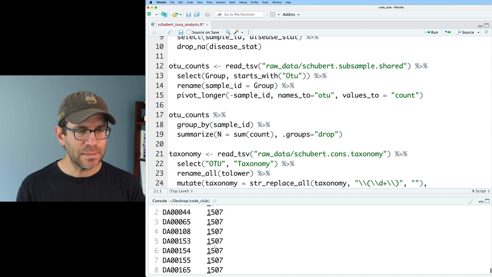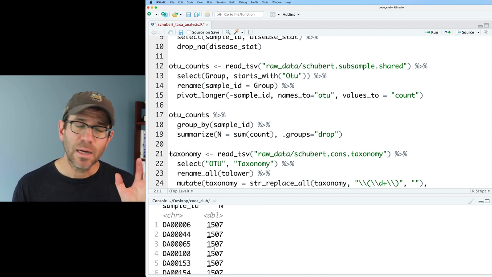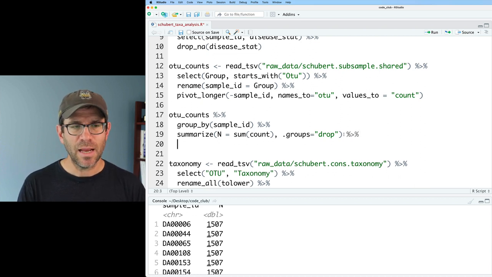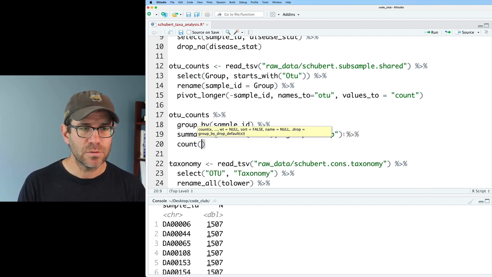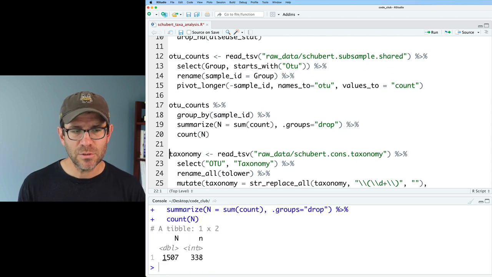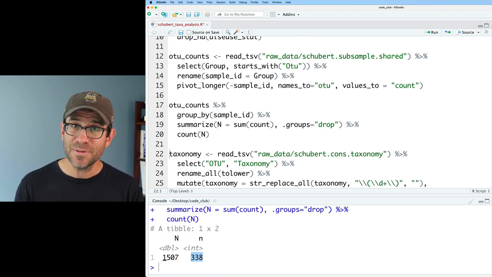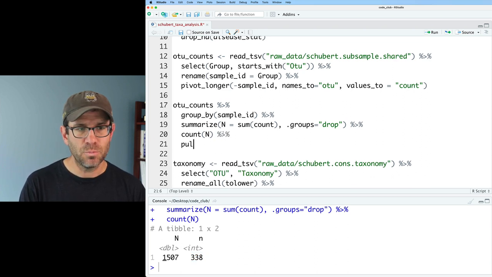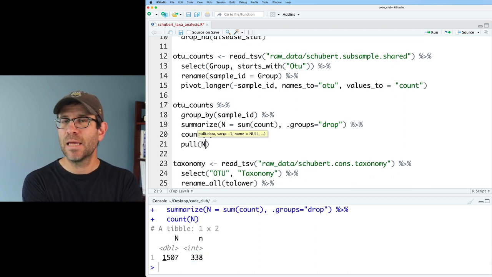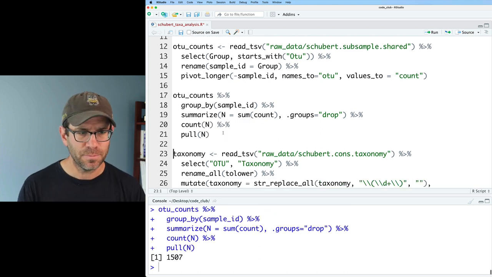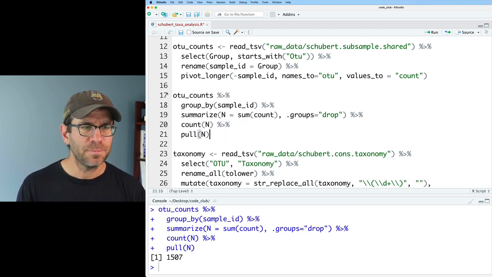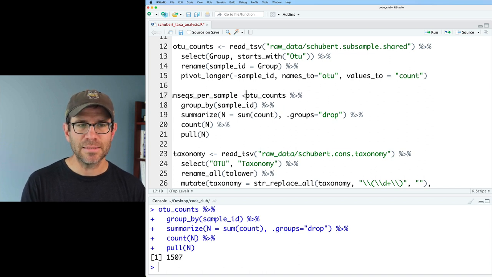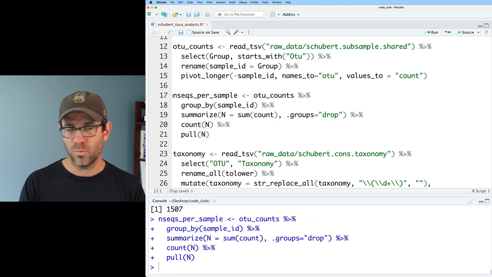Now I see that at least for the first 10 or so samples, I have 1,507 sequences per sample. To make sure that everything has the same number, I'll do a count on N. And then I see 338 samples had 1,507 sequences, which is a win. I'll then do pull on N. That will take the N column and turn that into a vector, which we get 1,507. I'll then do nseqs_per_sample as the name of this vector with one thing in it.